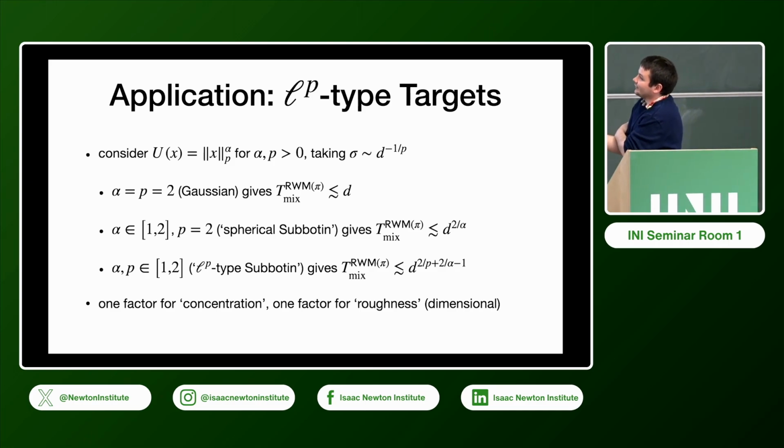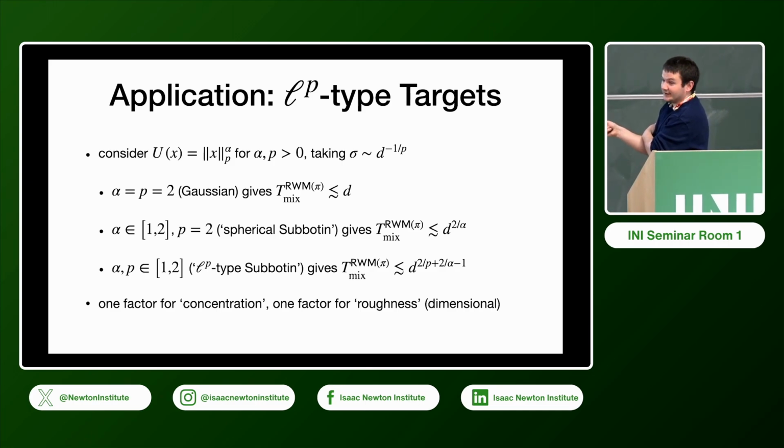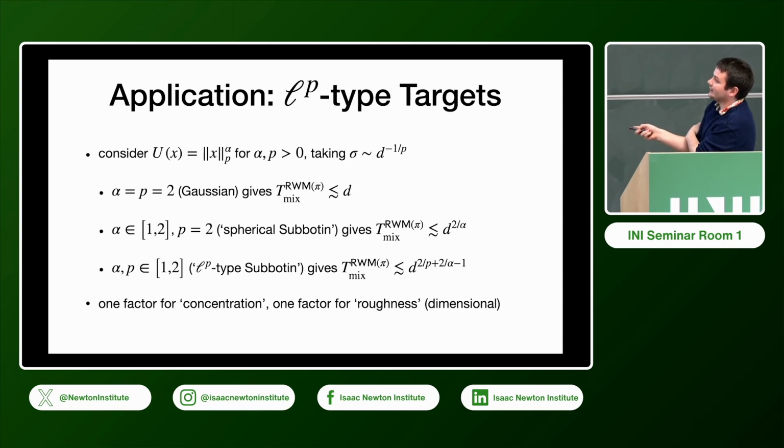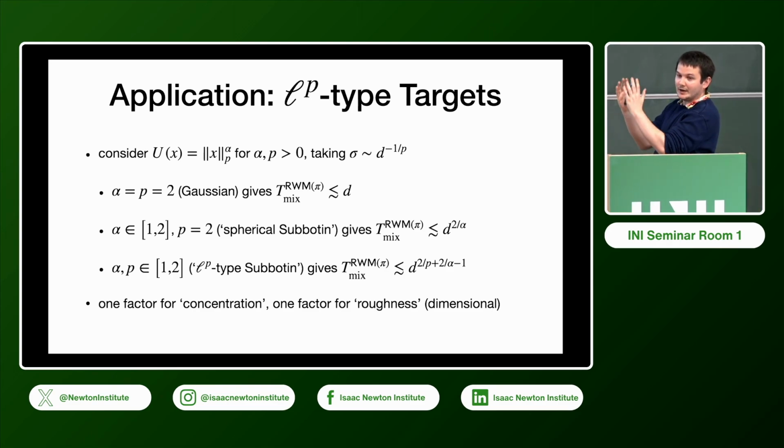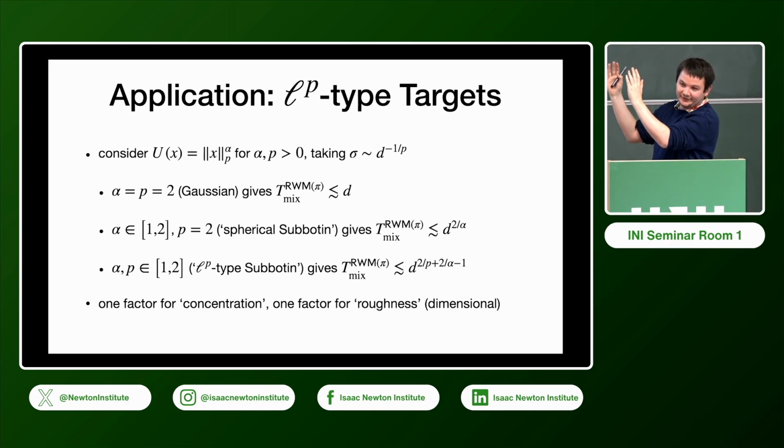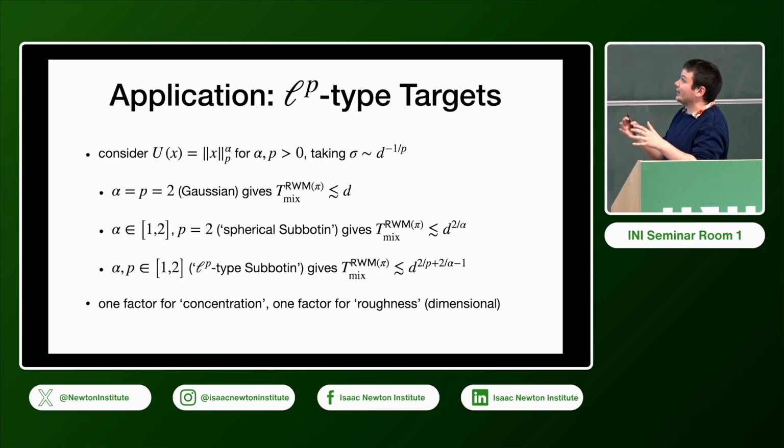So in the case of alpha equals p equals 2, that's a Gaussian distribution. We did that on the previous slide. The mixing time is like d. Now, if I keep the spherical symmetry, but I raise it to a power between 1 and 2, I'm making things less well concentrated. We're still log concave, but there's more mass leaking out of the center. And so in that case, you get a mixing time that's like d to the 2 over alpha. So the concentration is where you're paying the price there. The discretization is as easy as ever, up to a point. But the concentration is slowing you down.